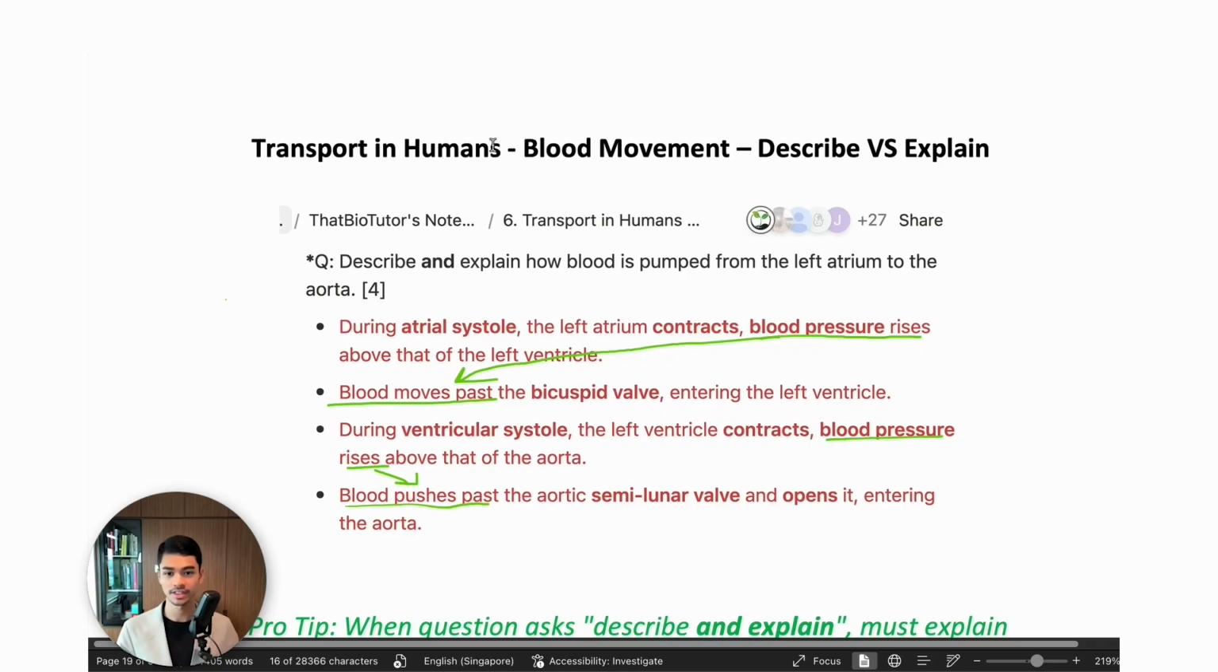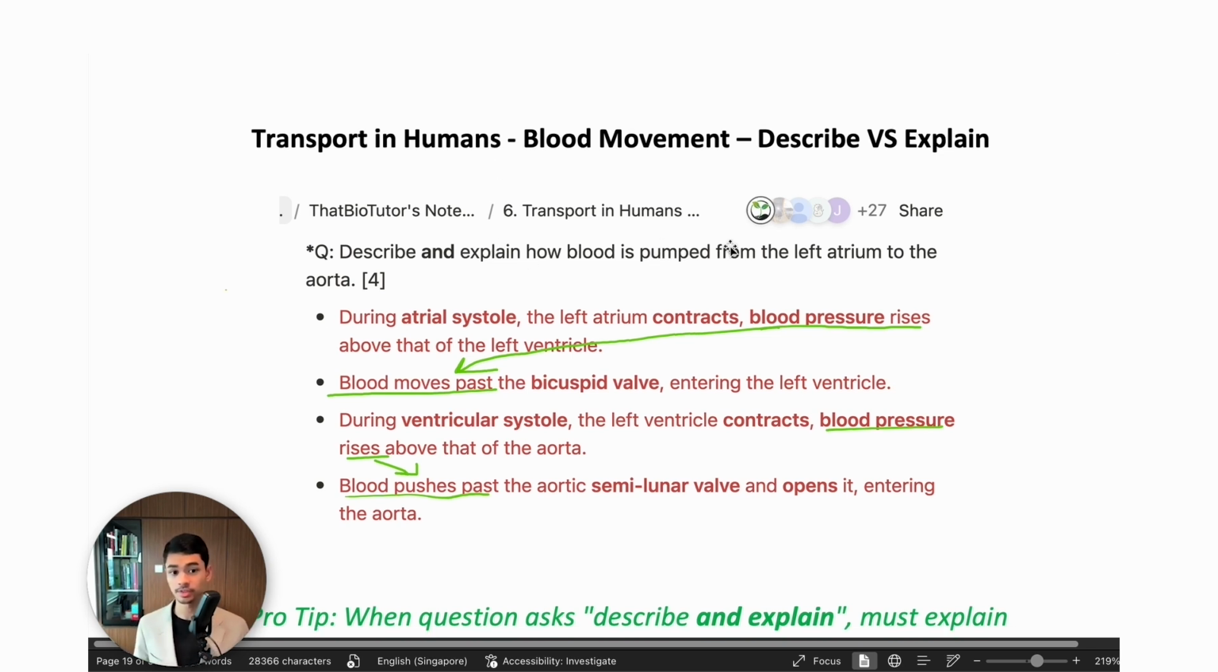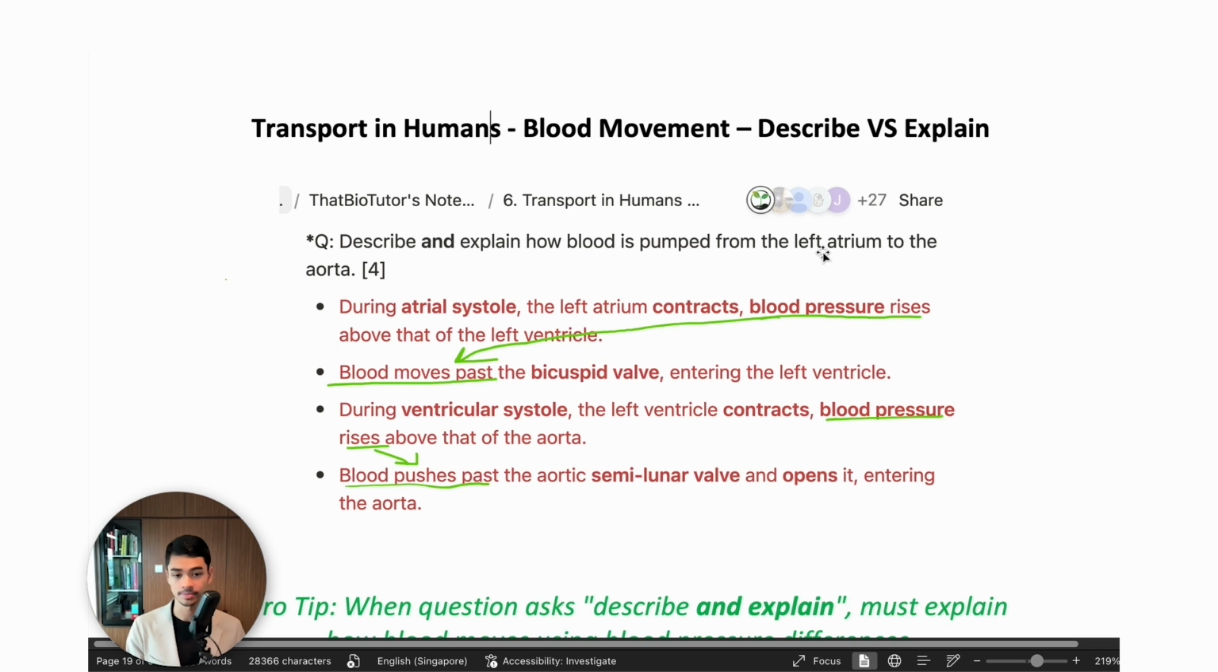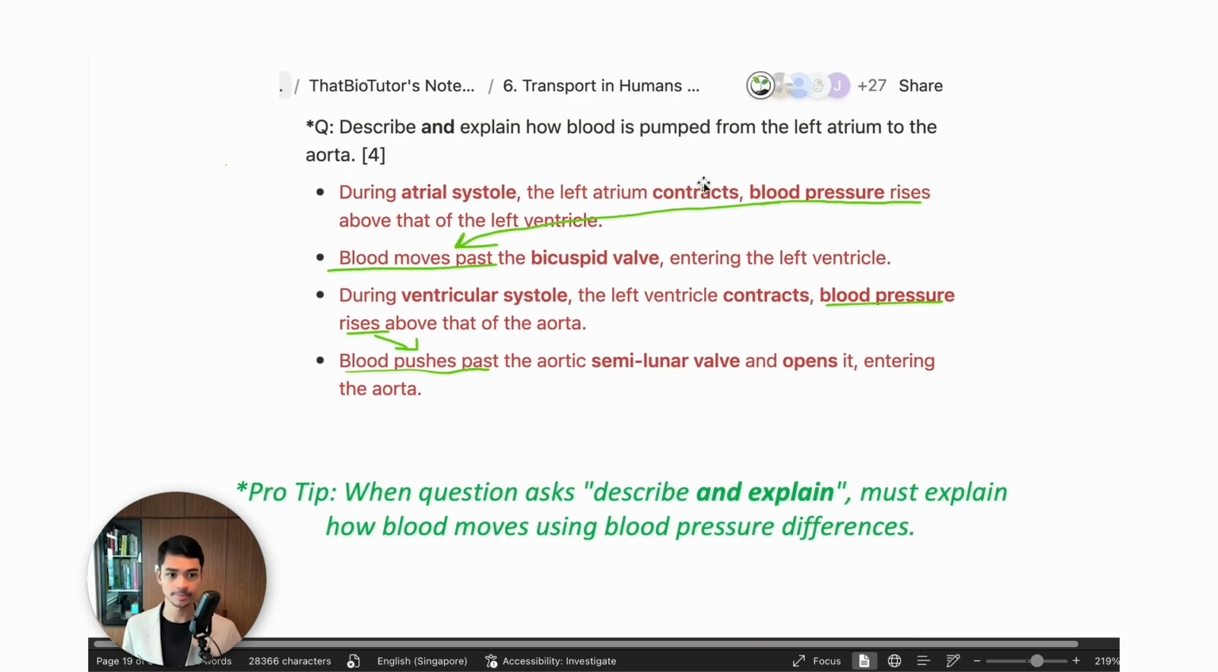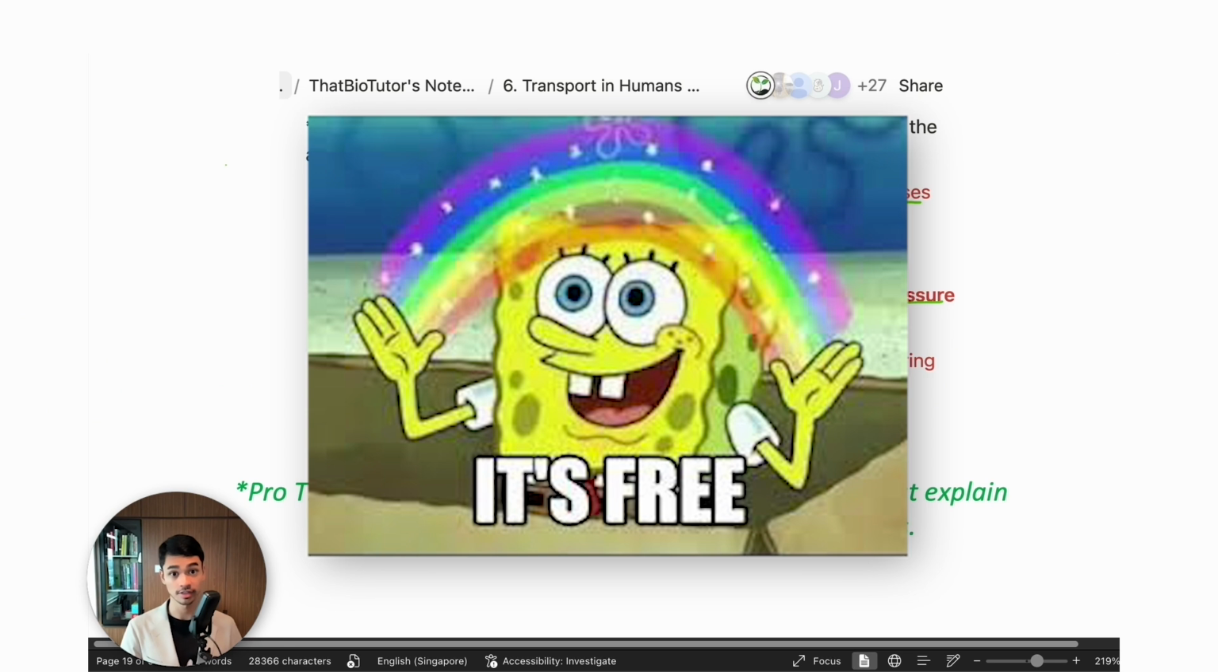Okay, so here is a kind of niche thing, a minor point, but yet a very important one. In this topic, transport in humans, they have questions like this, where they ask you to describe and explain how blood is pumped from one place to another place. Okay, so describe and explain, there's a special treatment you have to give to such questions. Notice how in my answer here, this is also in our CAQ notes, and this one is topic 6, so it's free. You can go and access that if you're on our Telegram channel.